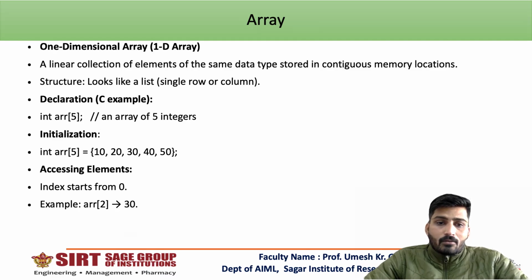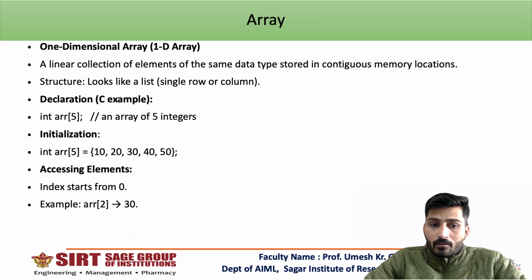Array indexing can start from 0 as well as 1, but in the C programming language the index always starts from 0, though we can change the index of the array manually. So the start index is zero. If I want to access arr[2], that is not the second element, it is the third element, because the index starts from 0. So arr[2] means we are accessing 30, because 10 is arr[0], 20 is arr[1], 30 is arr[2].